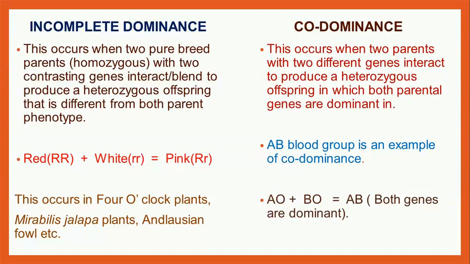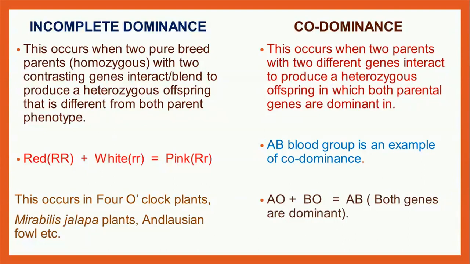So like I said, it occurs when two homozygote parents with contrasting characters are crossed together to give you a totally different heterozygote offspring. The offspring must be heterozygote because it will carry the genes of both parents, one dominant and one recessive. Now this occurs in four o'clock plants, Mirabilis jalapa, Antirrhinum, and so on.